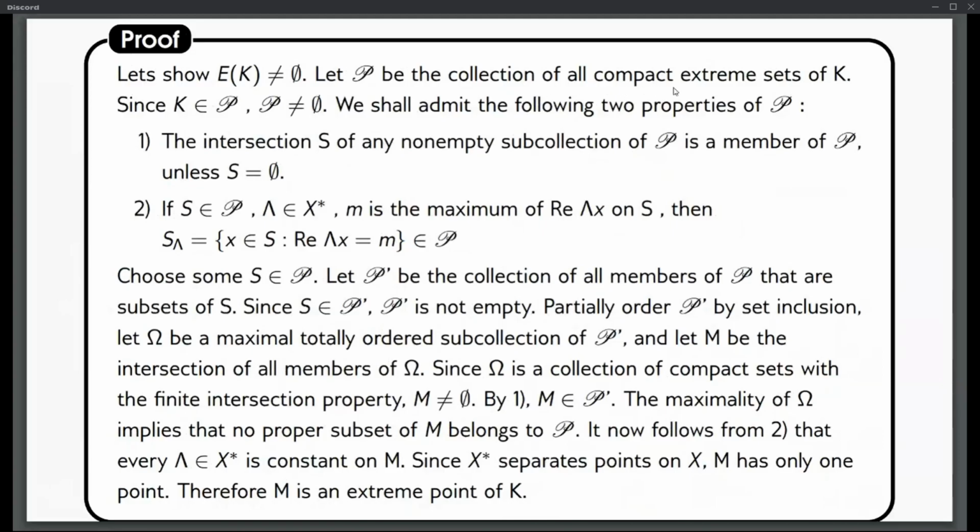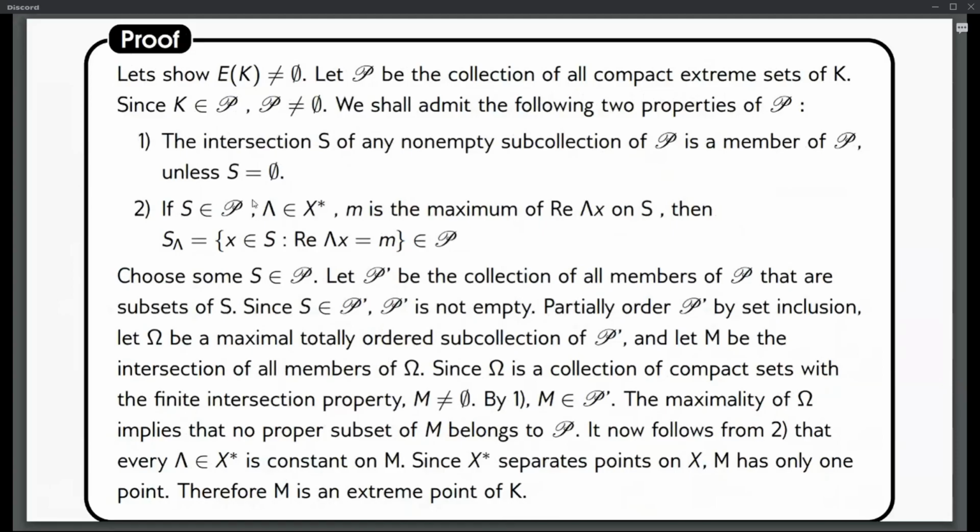Let P be the collection of all compact extreme sets of K. Because K itself is an extreme compact set of K, this set is non-empty. We'll admit the following two properties. These are proven in Rudin, but I didn't want to write the whole proof down. First, the intersection of any non-empty collection of members of P is going to stay a member of P, unless the set is the empty set.